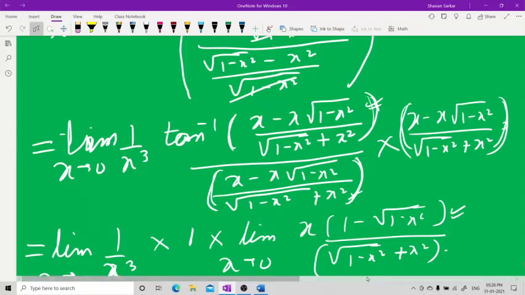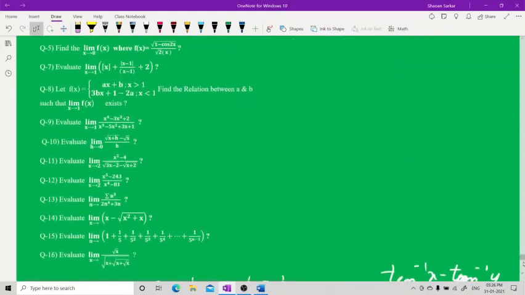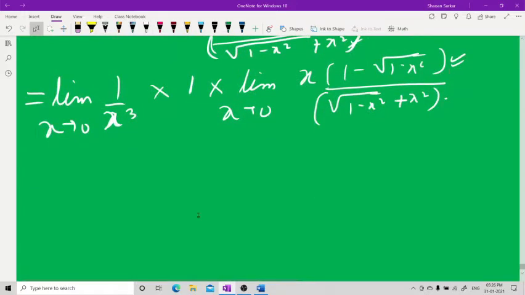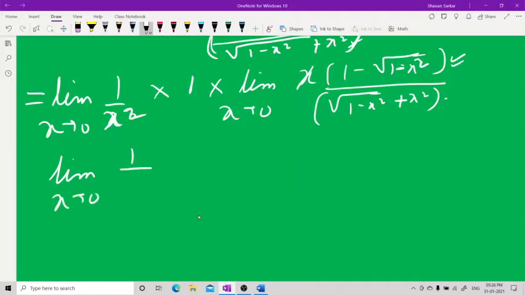Now you see, let's do it slowly. Wait a minute, the questions are coming. Now it is here. This is 1 minus x square. This is a minus here. Let's cut this with this. This will become x square. Limit x tending to 0, 1 upon x square, limit.